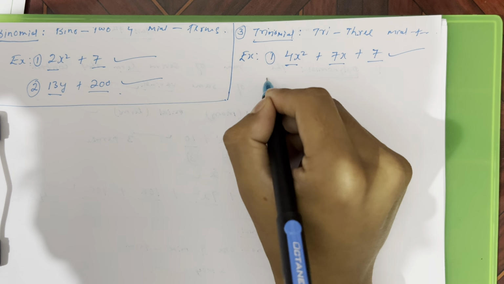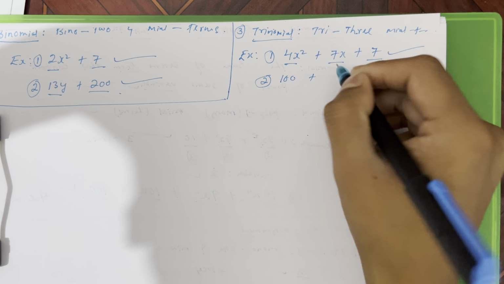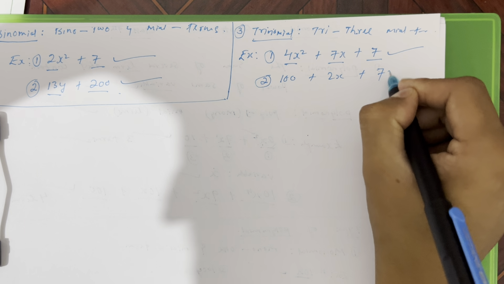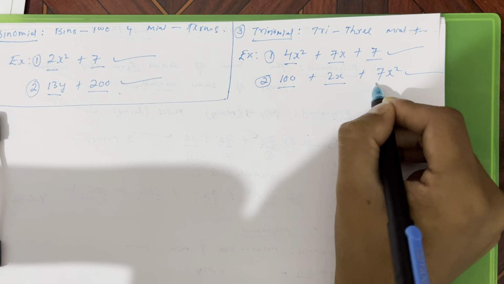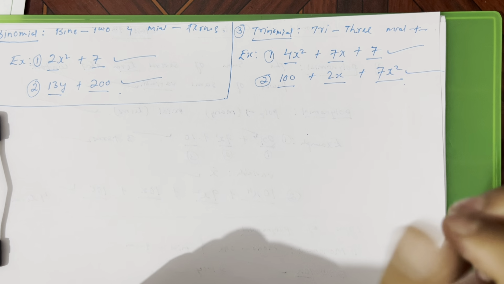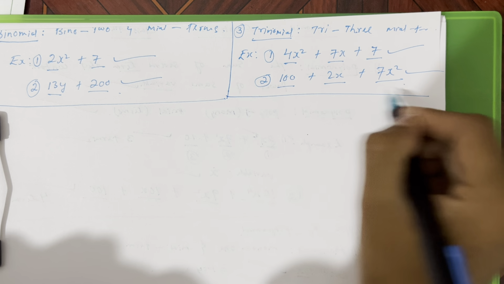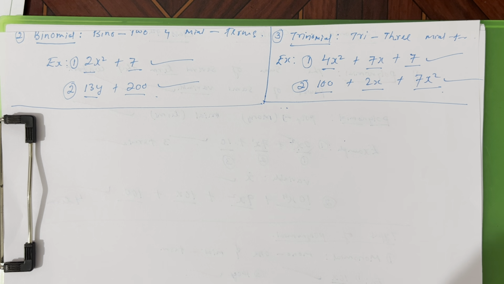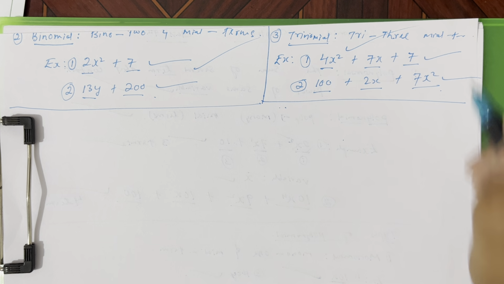Then the second example you can give is 100 plus 2x plus 7x square. How many terms here? One term, two terms, three terms. This is also an example of a trinomial. So we have three types of polynomial, that is monomial, binomial, and then trinomial.